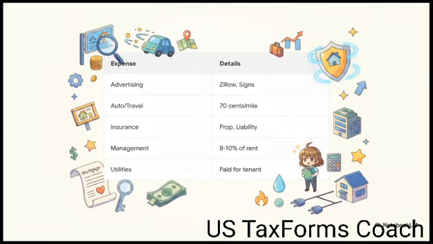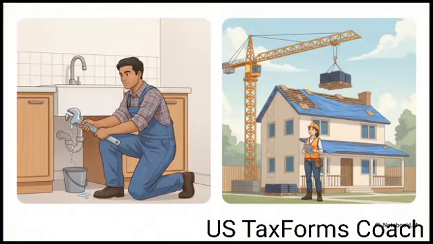Did you pay for advertising to find a tenant? That's deductible. What about driving to your property? You can deduct actual auto expenses or just take the standard mileage rate, which, by the way, is a very generous 70 cents per mile for 2025. You're also going to deduct property insurance, property management fees, which usually sit around 8 to 12% of your rent, the interest portion of your mortgage payments, and any utilities you pay for the tenant. If you just keep clear records for these specific categories all year long, tax time is going to be an absolute breeze. But here's where landlords make a massive, massive mistake.